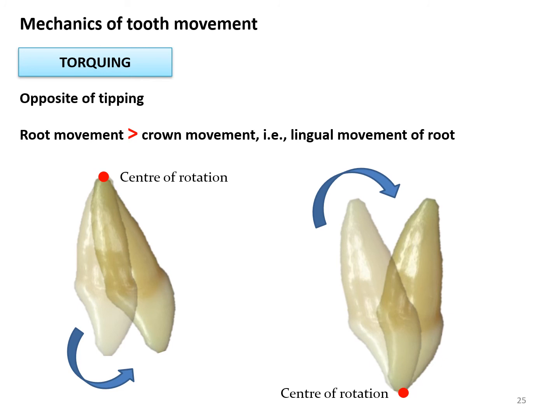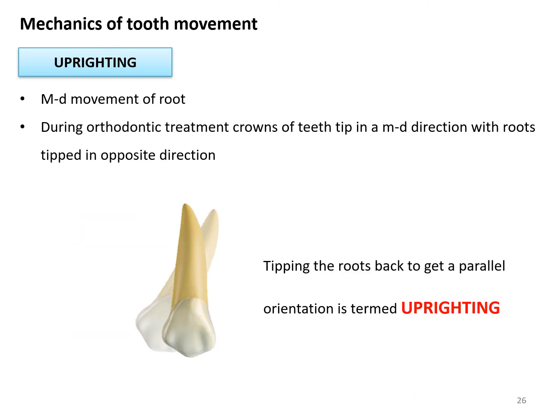Torquing is when you see more root movement than crown movement, and the center of rotation is at the incisal edges of teeth. The next type of tooth movement is uprighting. Uprighting is the mesiodistal movement of root. So during orthodontic treatment, crowns of teeth tip in a mesiodistal direction with the roots tipped in opposite direction. So we have to tip the roots back to get a parallel orientation, and this is what is known as uprighting of teeth.